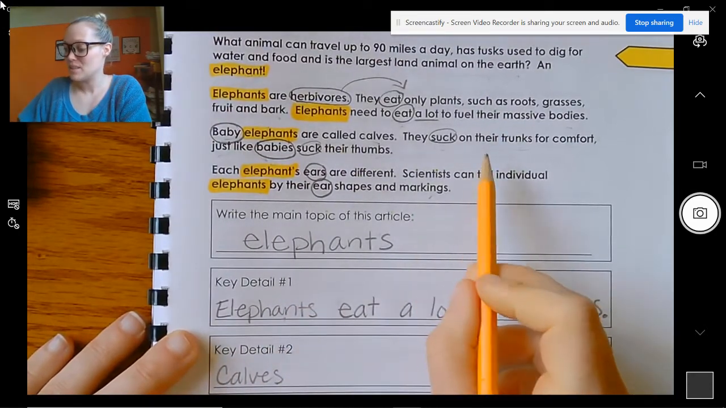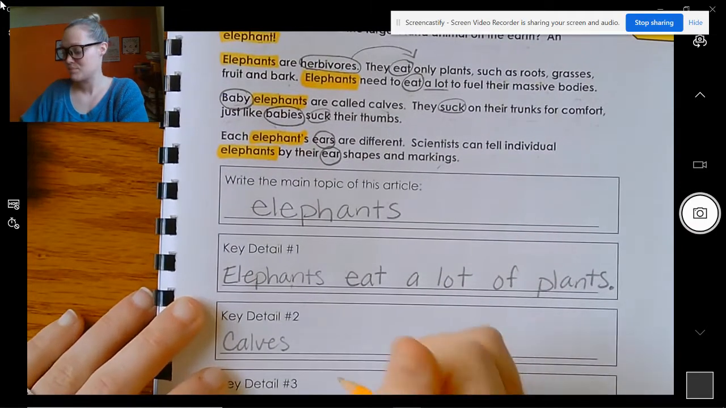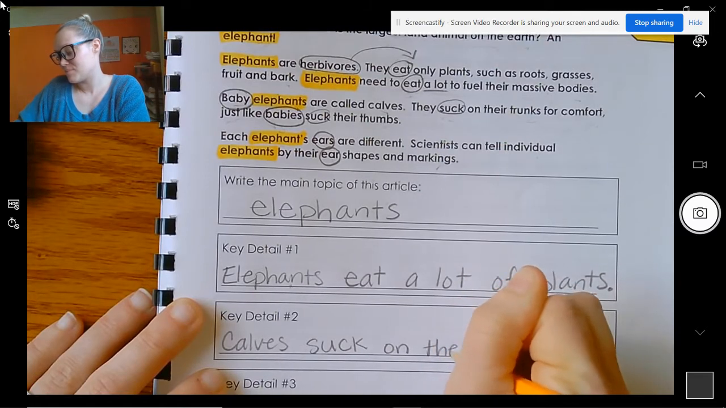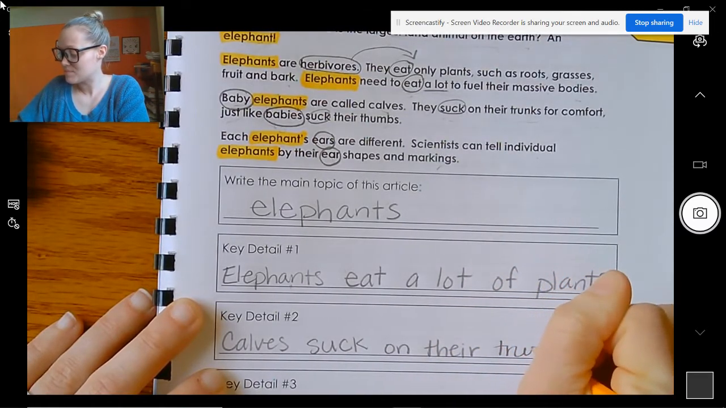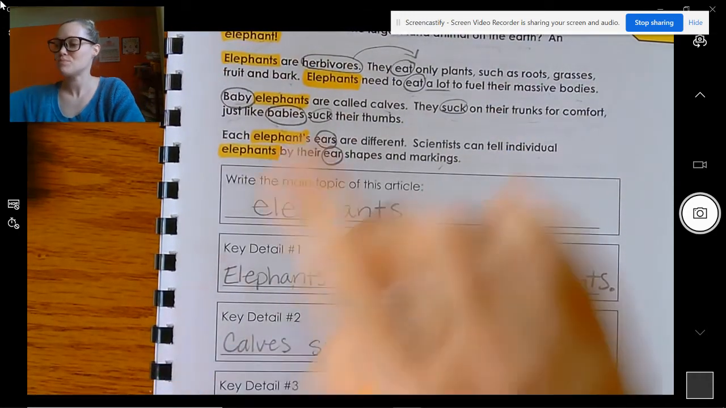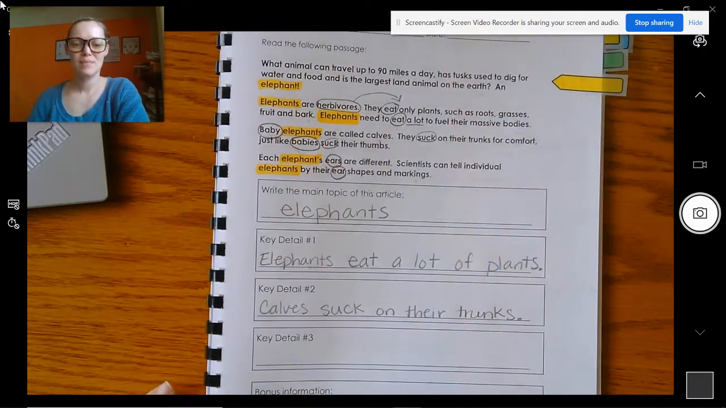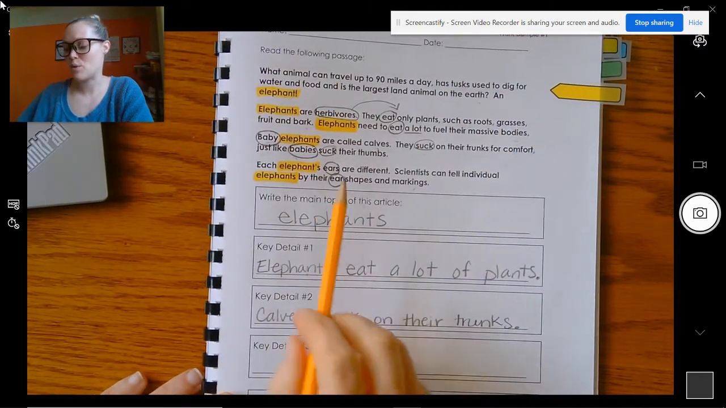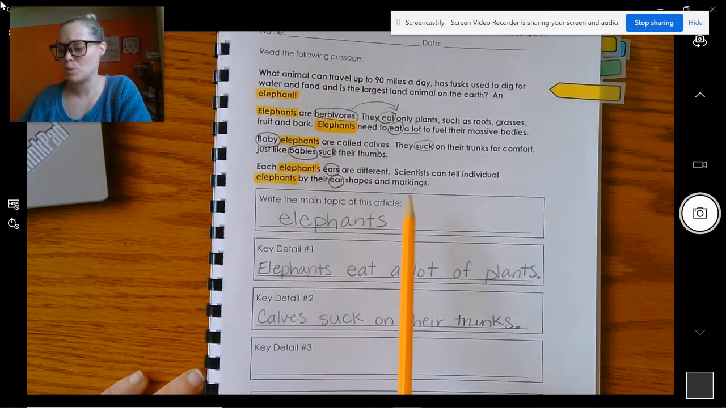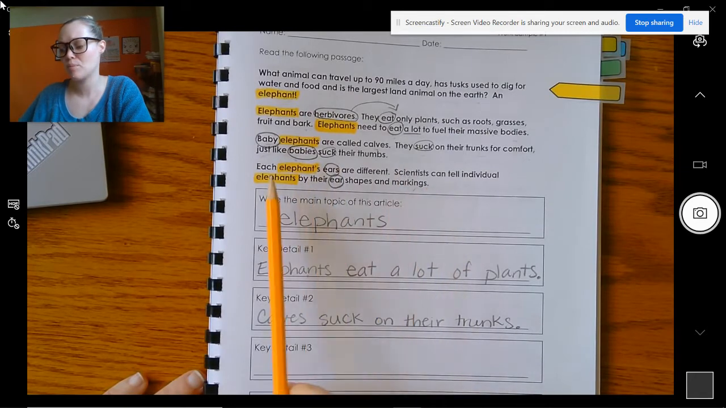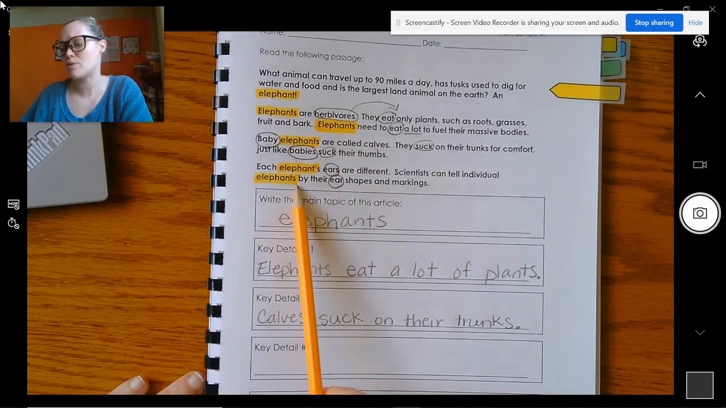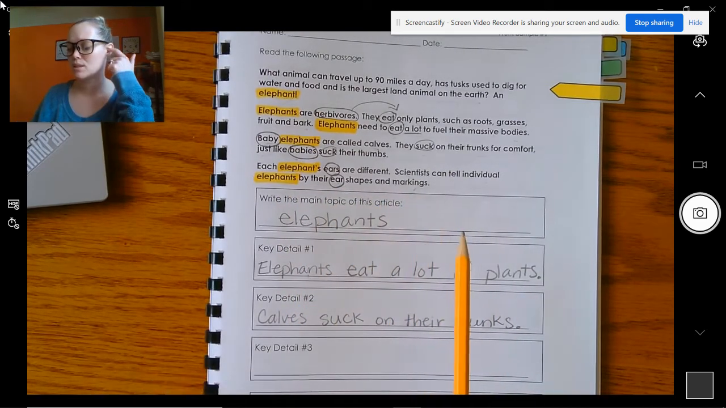Calves suck on their trunks. That's another key detail. And let's go on to our third one. Now remember, we saw ears was mentioned multiple times. So we're thinking about elephants' ears here. Each elephant's ears are different. Scientists can tell individual elephants by their ear shapes and markings.